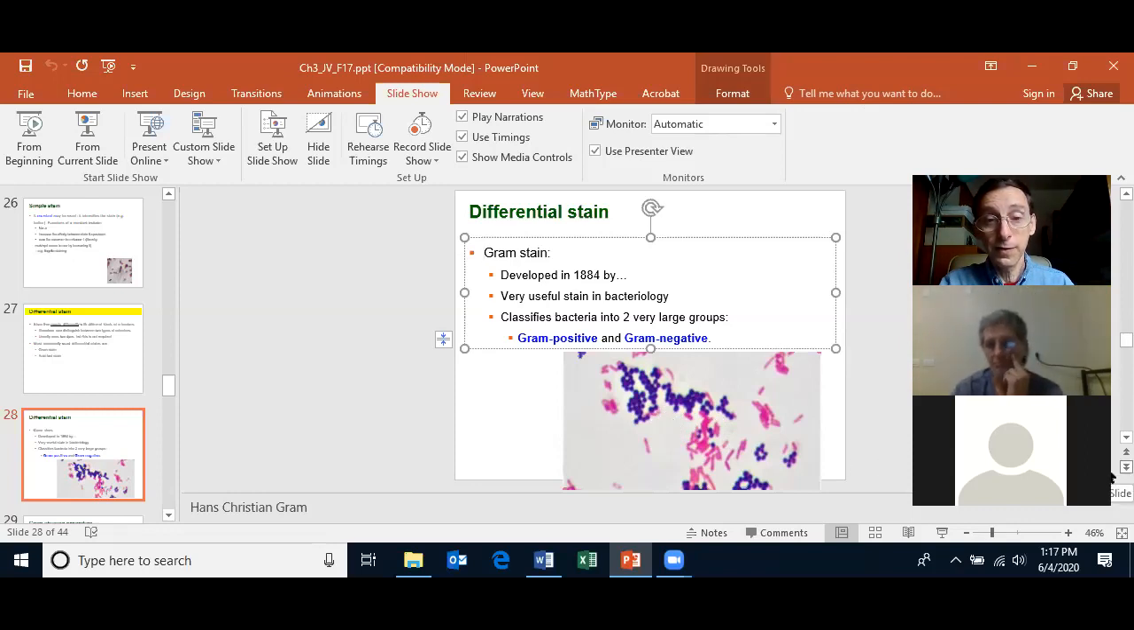It differentiates between two large types of bacteria, and you can differentiate between two types of archaea as well. We really won't talk about the archaea much.